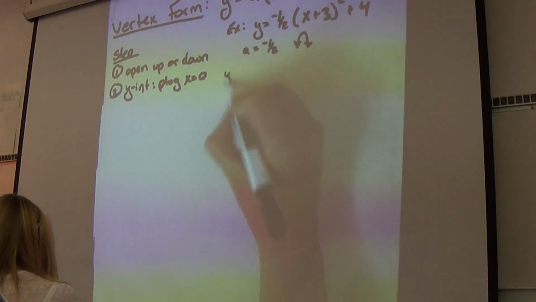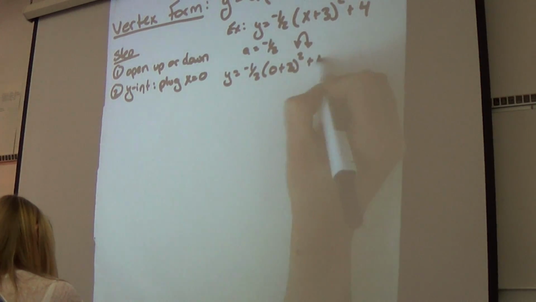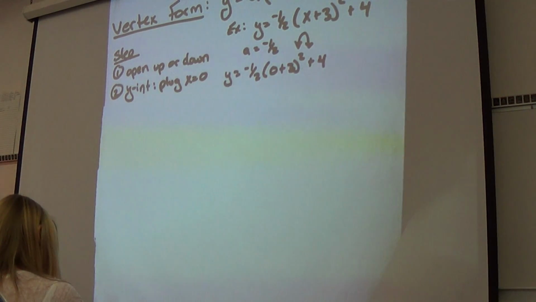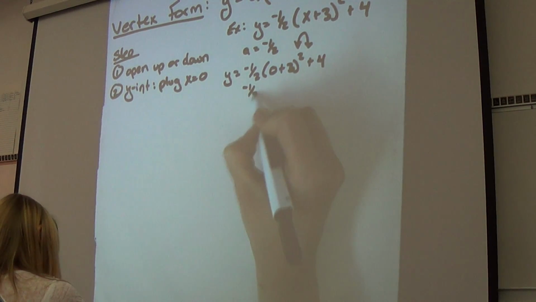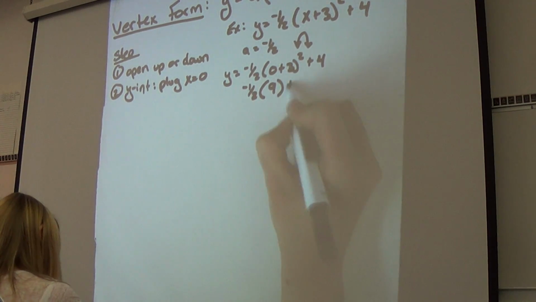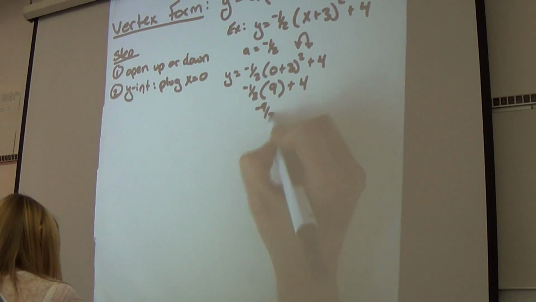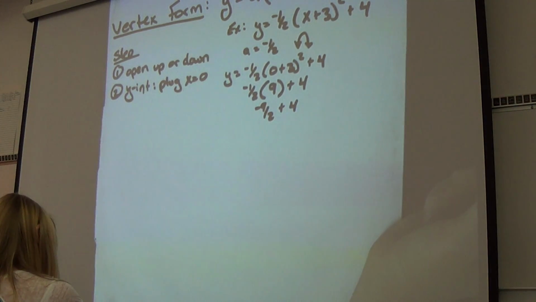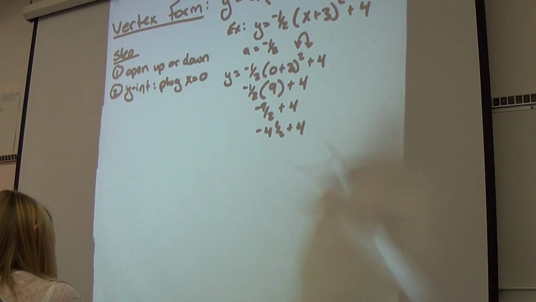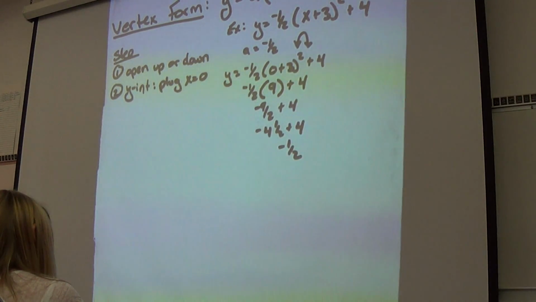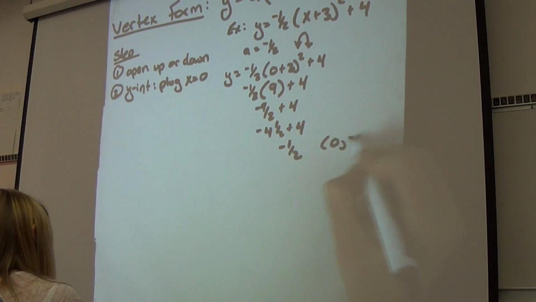So if I do that, I would have -1/2 times (0 plus 3) squared plus the 4. 0 plus 3 is 3. Square that, because I always have to square before we multiply, and I get 9. -1/2 times 9 is -9/2 plus 4. -9/2 is -4.5, which means that I get a -1/2 for that value. That gives me the ordered pair, 0, -1/2.